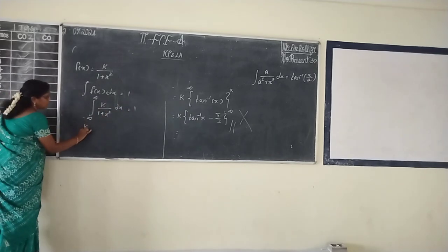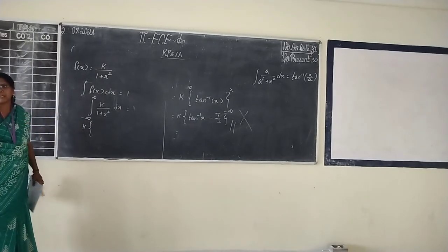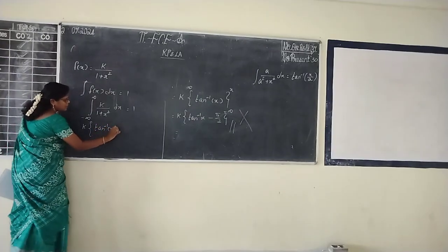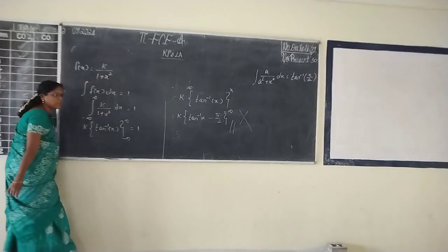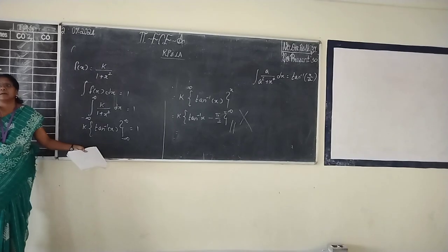K is a constant, take it outside. This is the same procedure. What is the integral of 1 by 1 plus x square? Tan inverse of x. Within the limit, minus infinity to plus infinity, equal to 1. Tell me what is tan inverse of infinity? Pi by 2.